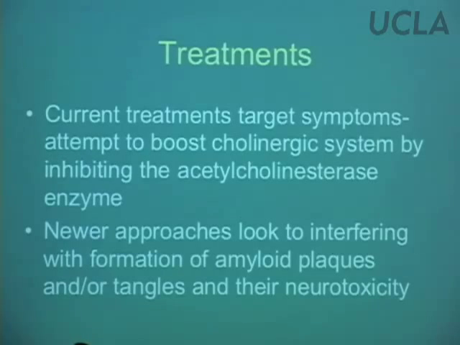Okay, so last thing I want to talk about are some of the current treatments that we have out there. So right now, what's approved are treatments that basically target symptoms. They attempt to boost the cholinergic system by inhibiting the acetylcholinesterase enzyme. So you probably know acetylcholinesterase is an enzyme that's in the synaptic cleft, and it chews up acetylcholine. Should be familiar. There are drugs that inhibit that enzyme, thus making more acetylcholine available at the synapse. And that's the kind of standard of care that you would get now. Everyone gets those kind of drugs.